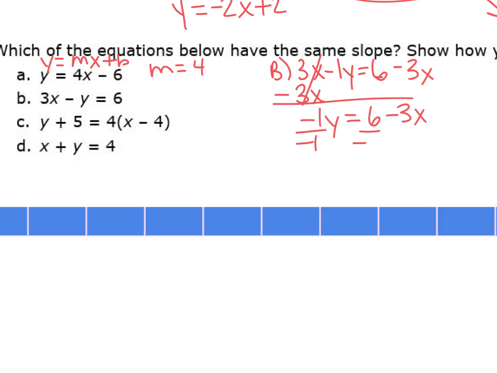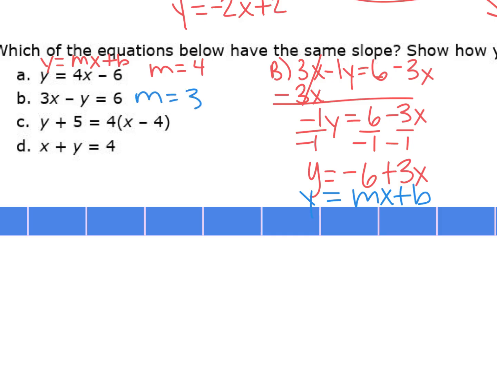Divide by negative 1. This is not going away, guys. Negative 6 plus 3x. Now it's y equals mx plus b. What's my slope? Be careful. What's my number in front of my x? 3 is our slope. So even though we didn't write it exactly in that format, we could rewrite it if we wanted to. We could say y equals 3x minus 6. We talked about how you can switch the order.